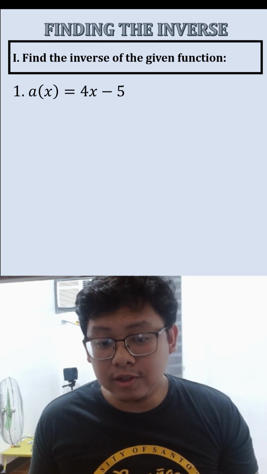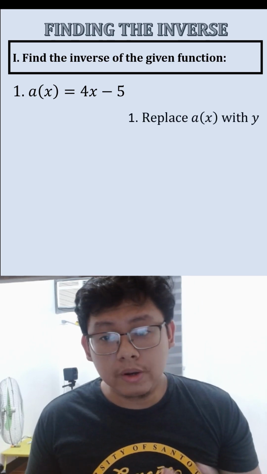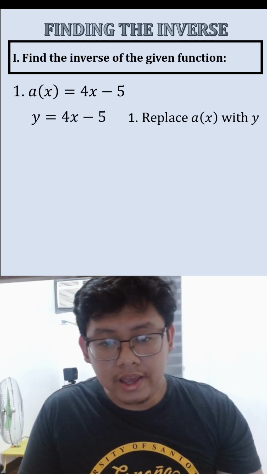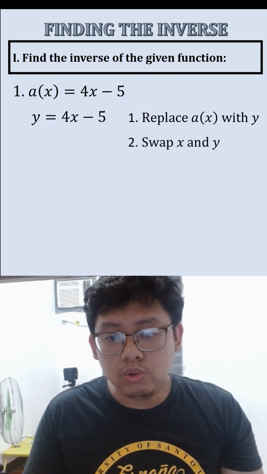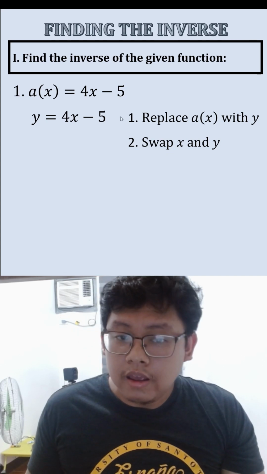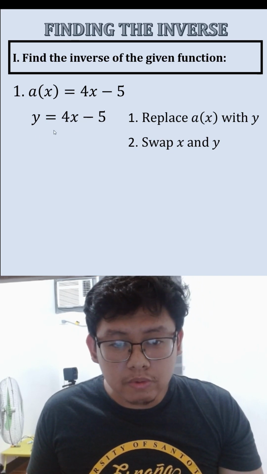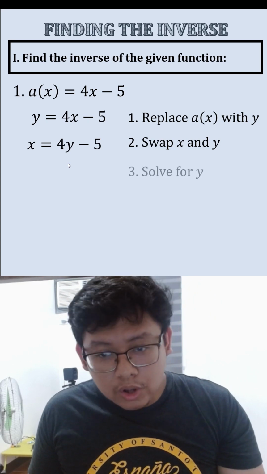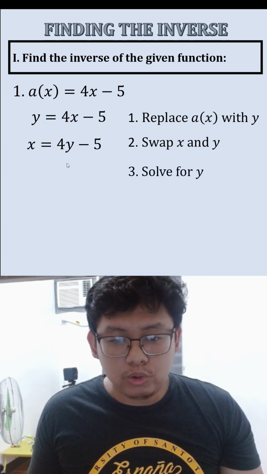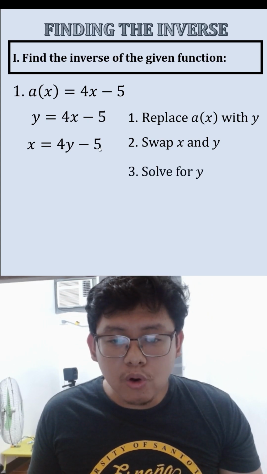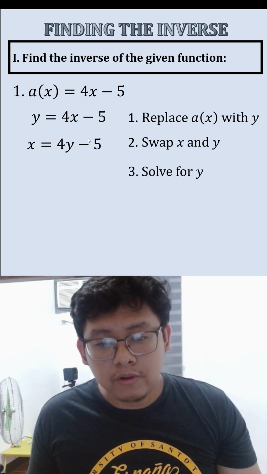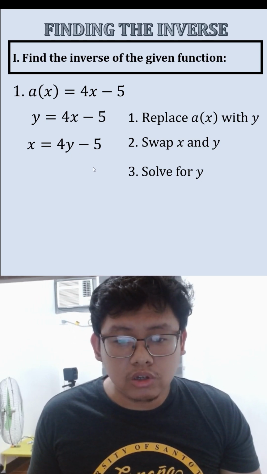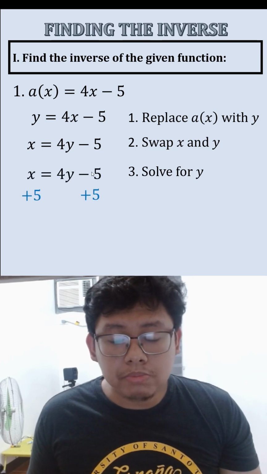Our first step is for us to replace the function notation with y. So we will change it to y, and then we will proceed to swapping the variables x and y. We will interchange x and y, then we will solve for the value of y. So we will isolate y and move all the terms or numbers surrounding y to the other side of the equation, starting with adding 5 to both sides.